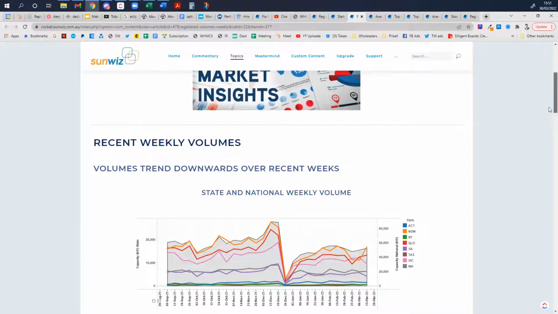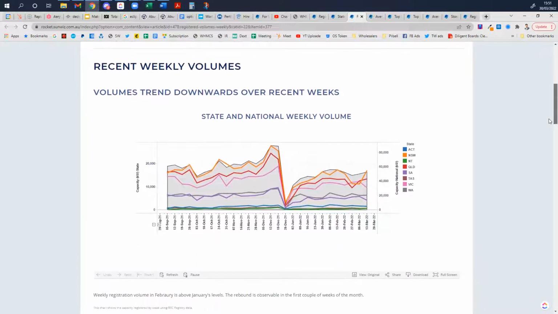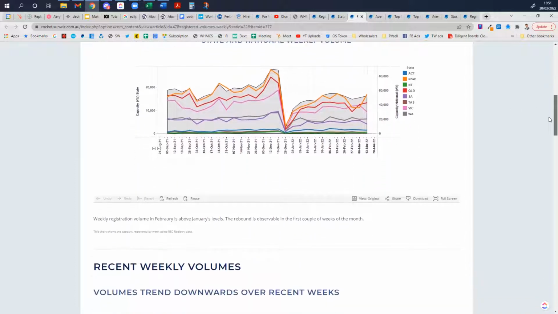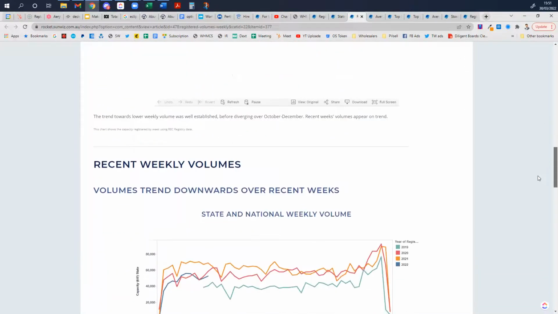We're also providing weekly information on STC registration volume, so you can keep up to date with things even in between the times of the release. So if we are partway through the month, you might wish to understand what's happening there and the recent trends.